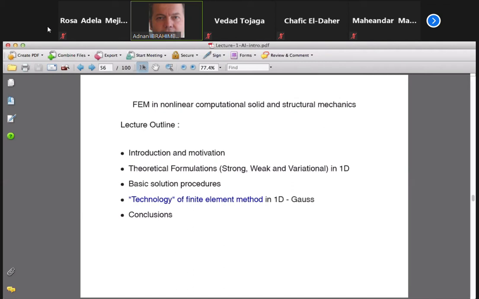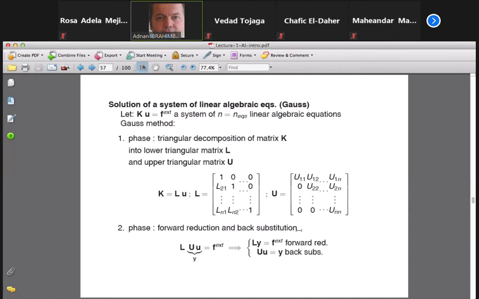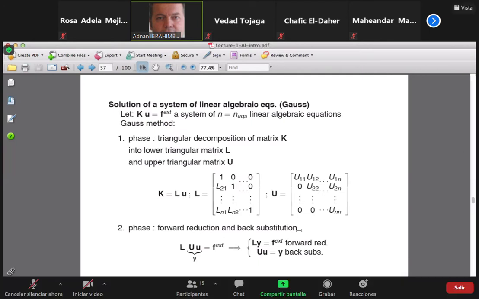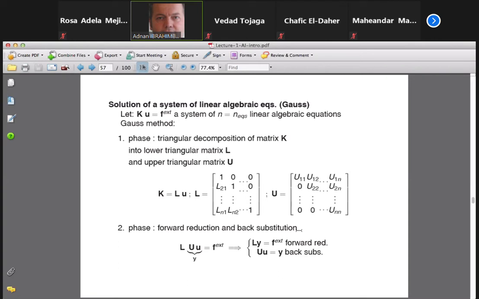Let me first discuss the solution to more than a single element, a single equation. Normally you have many, many more elements, and the final product of the Galerkin method, or for that matter the finite element method, would be a large number of linear algebraic equations.